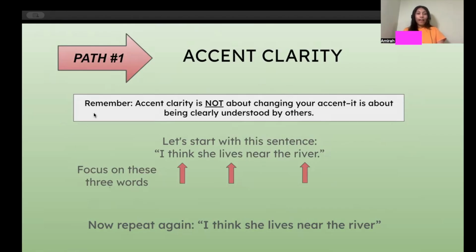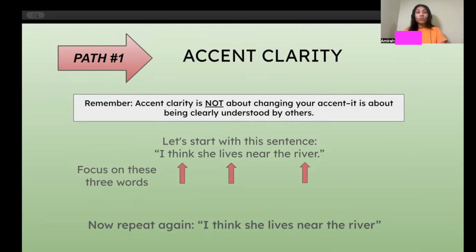So I have it here, a little tip, and this is not my greatest tip. So if they choose to take this and think that they got away with something, they're missing a lot more if they choose not to sign up. But it says, remember, accent clarity is not about changing your accent. It is about being clearly understood by others. And that's something that a lot of people who want to learn English aspire to be. They want to be understood.